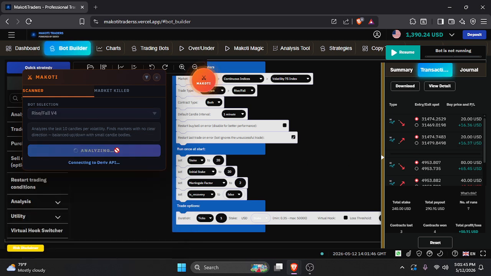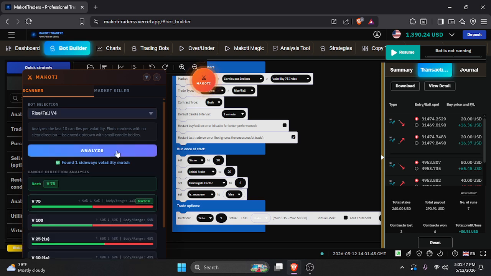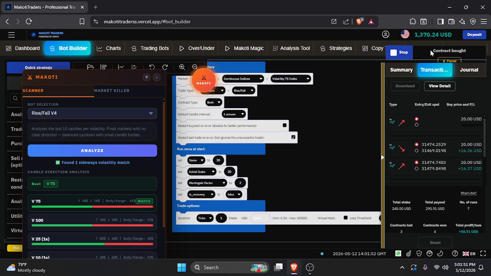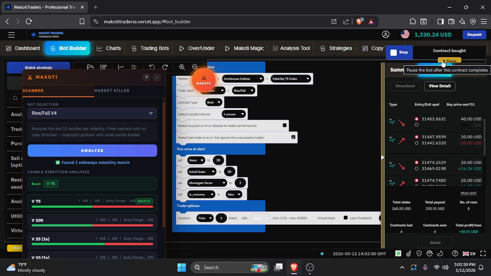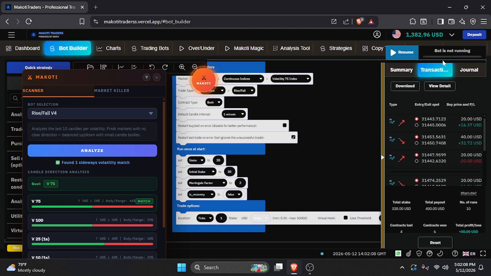So let me analyze again, and still it is 75 index. So let me resume. First run is a loss. The good thing about this bot, I told you, you cannot go more than 3 losses. You will never go more than 3 losses. Never, once you have found the best volatility. So I have recovered. So I have paused.